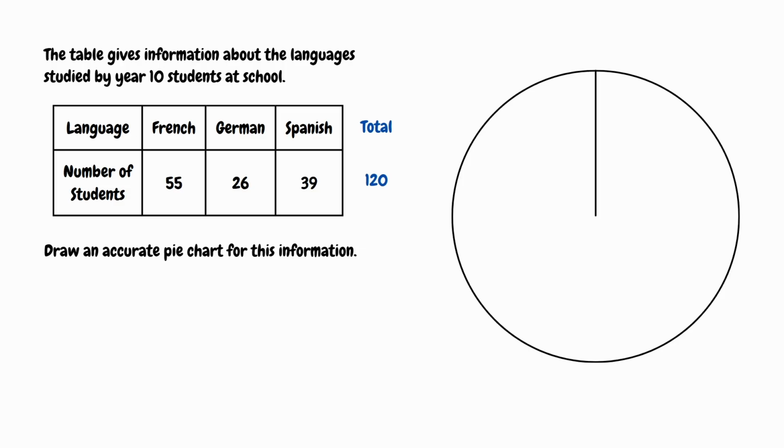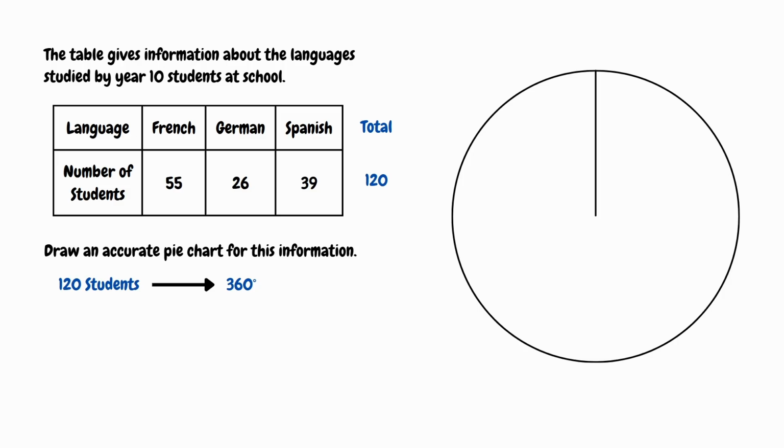Now that we know this information, we can make a connection between the students and the degrees in a pie chart, because we know there's 120 students in total, and we also know that all the angles in a pie chart must add up to 360 degrees. So we've now made that connection between the number of students and degrees in the pie chart. We know that 120 students represents 360 degrees, so now I'm going to find how many degrees each student represents.